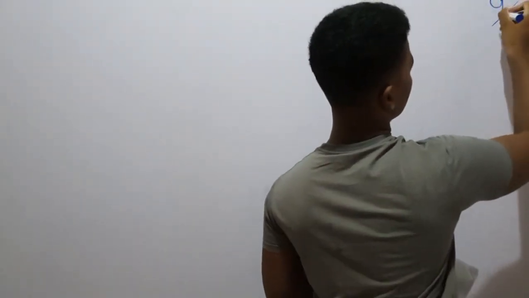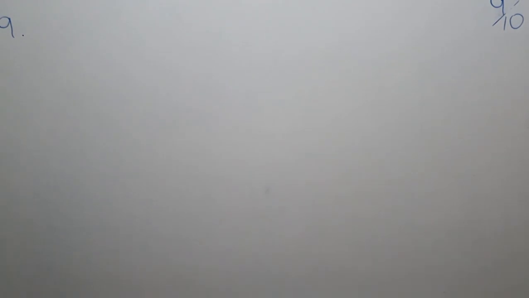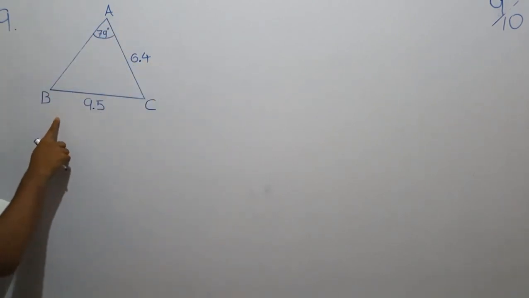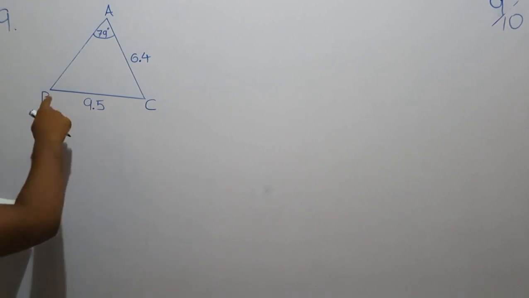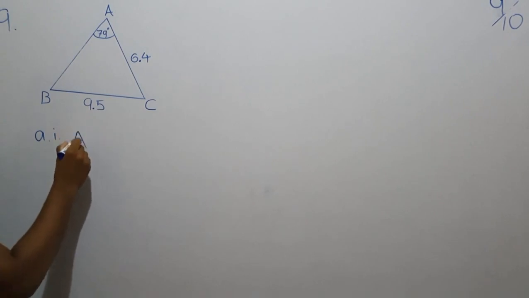So we are in the 9th question now. So there's a triangle. In triangle ABC, AC equals 6.4 centimeters, BC equals 9.5 centimeters, and BAC equals 79 degrees. So, part A, Roman numeral 1. Calculate ABC. What they want is ABC.